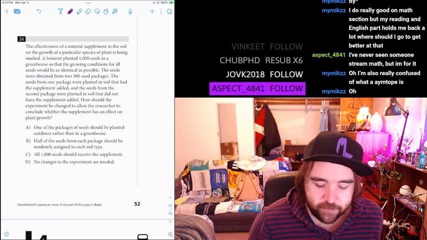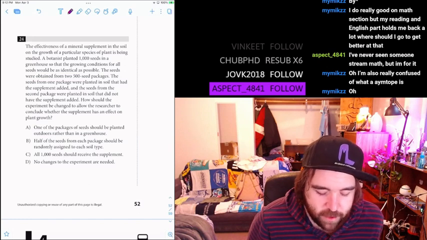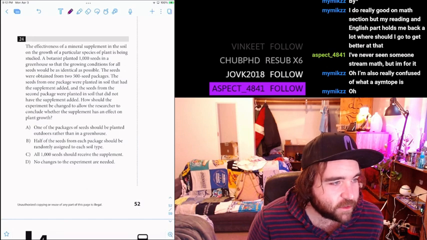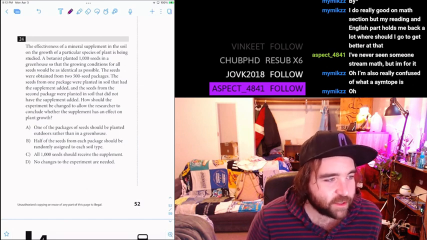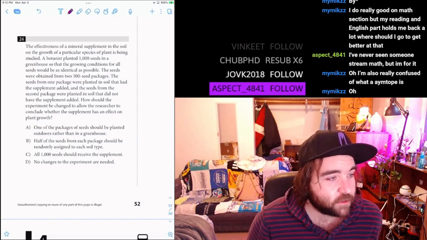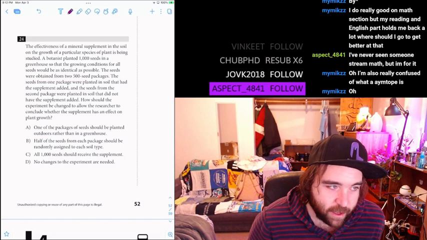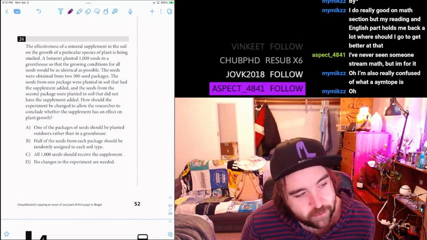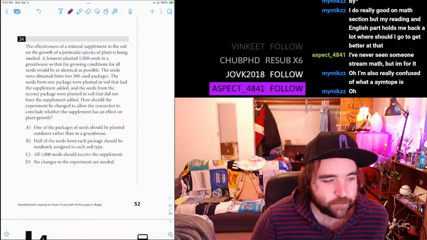The effectiveness of a mineral supplement in the soil on the growth of a particular species of plant is being studied. A botanist planted 1,000 seeds in a greenhouse so the growing conditions for all the seeds would be as identical as possible. The seeds are obtained from 2 50-seed packages. The seeds from one package were planted in the soil that had the supplement added. The seeds from the second package were planted in the soil that did not have the supplement added. How should the experiment be made better?